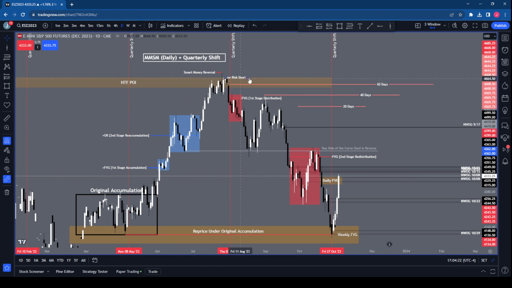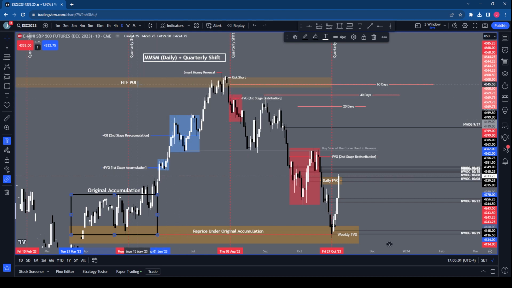What I have here is the market maker sell model that I believe we've been in for really the whole year. If you don't know the market maker sell model, I will put a link in the video to ICT's latest teaching, and I also suggest you go to his YouTube channel and watch the Market Maker Primer series. Down here we have the original accumulation, and then I just highlight the stages.